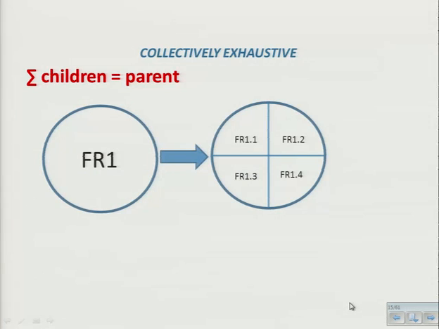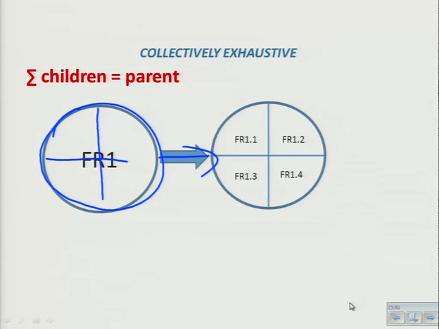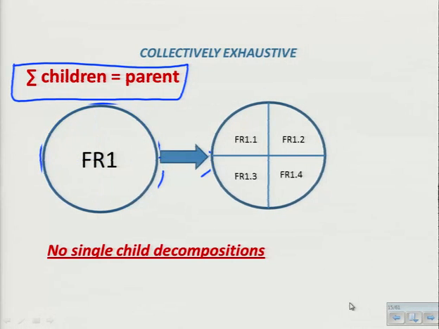So as I said, when you start off with the upper level FR, you essentially have everything there, and what you're trying to do is just figure out how do we break it down so that it becomes more manageable and easier to understand. So collectively exhaustive, sum of the children equals the parent. So no single child decompositions. I talked about this before because if FR1 decomposes into just FR1.1, then you haven't decomposed anything.